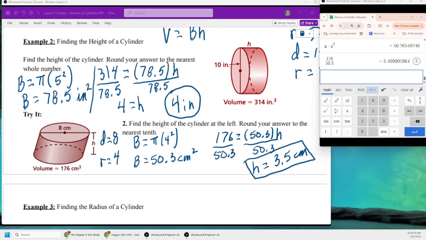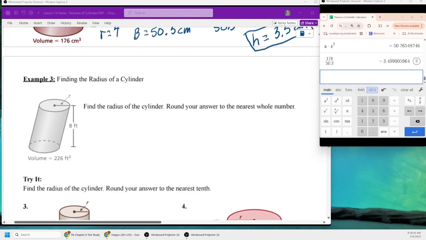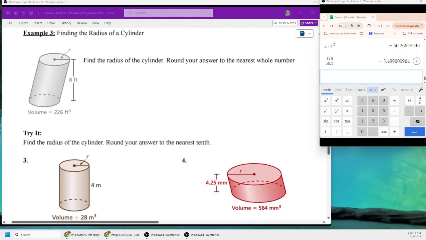Okay, so let's go to this next section, which is finding the radius. So that time they gave us the volume and they gave us a radius. Now they give us the height and we have to work backwards to find the radius. So it's a little trickier, but we can do it. Okay, so let's just remember our formulas. The volume is equal to the area of the base times the height. Our base is a circle, so it's pi r squared, like that. So find the radius this time.